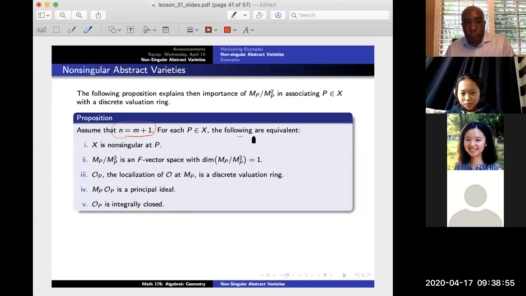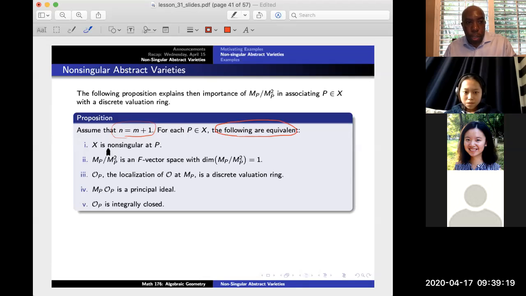So the statement is that the following 5 are equivalent. Now, I will say that some of this is going to build upon your knowledge of discrete valuation rings. If you don't know what those are, don't really worry, because we're not really going to use them here. But I wanted to emphasize a lot of these statements because we're going to use this crucially in the next lesson.